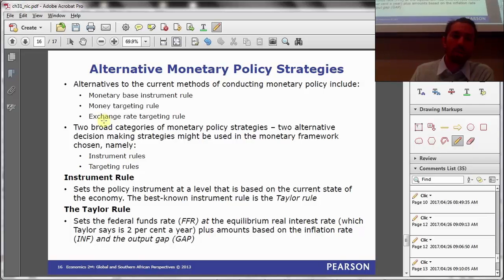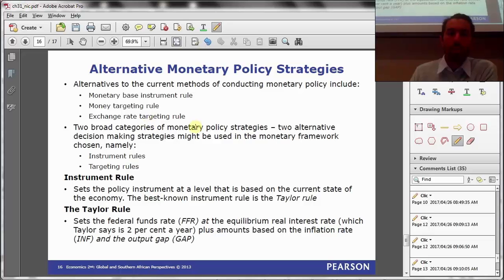Or you can target your exchange rate. Okay? We'll see that it's really difficult to target both your interest rate and your exchange rate at the same time. Okay? So usually you choose one or the other. Sorry, the inflation rate. When you target the interest rate, you're using the interest rate to target the inflation rate, right? And it's difficult to target both the inflation rate and your exchange rate at the same time, because they tend to pull in opposite directions.